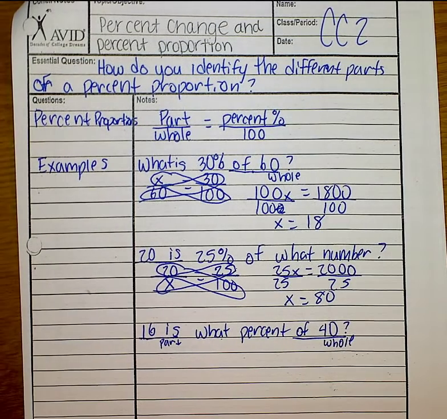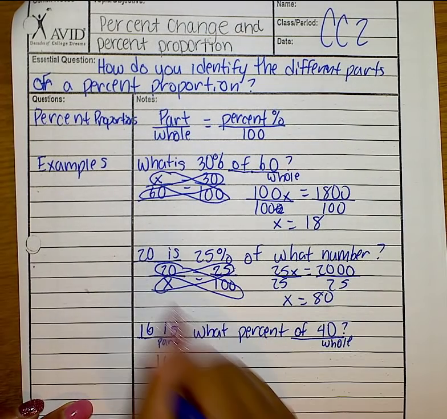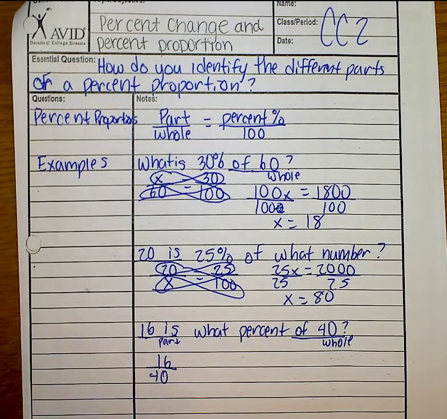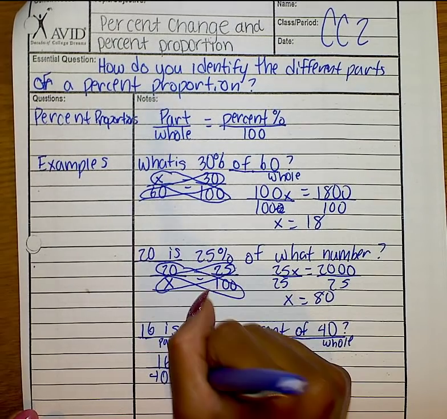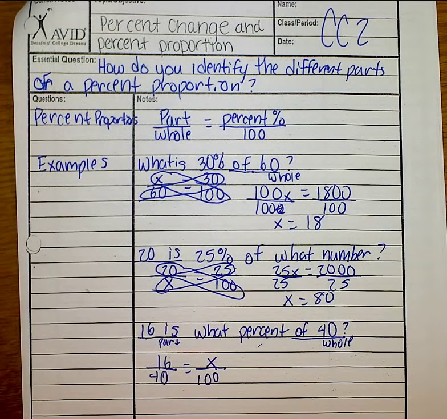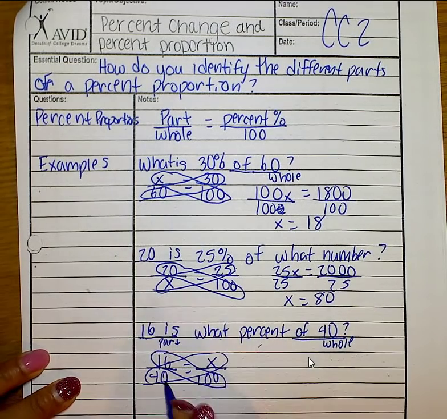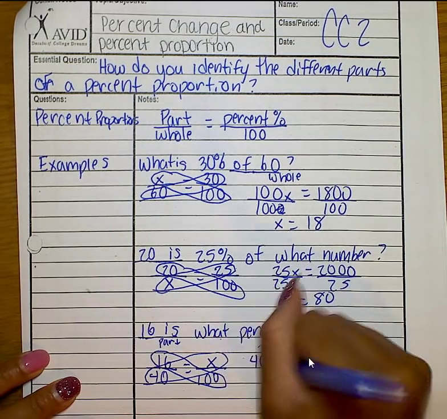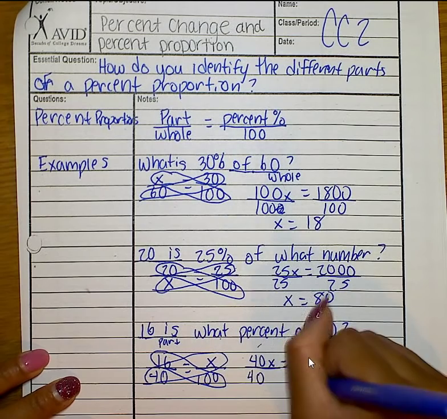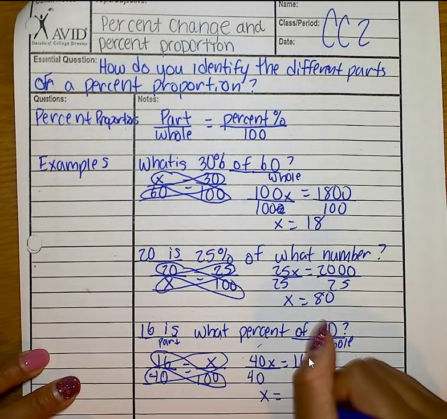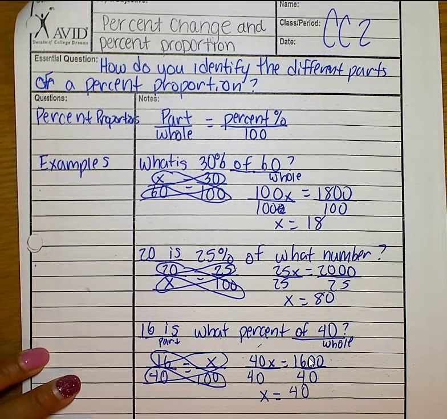So now when I put this back into my problem, I know 16 is my part, so it goes in the numerator. 40 was my whole, so it goes beneath it in the denominator. And we're going to set that equal to, we don't know the percent, so it's x percent over 100. It's always out of 100. So then if we cross multiply, you get 40 times x, which is 40x, equals 16 times 100, which equals 1600. If you divide by 40 on both sides, you get x equals 40. And remember, it was a percent, so x equals 40%.